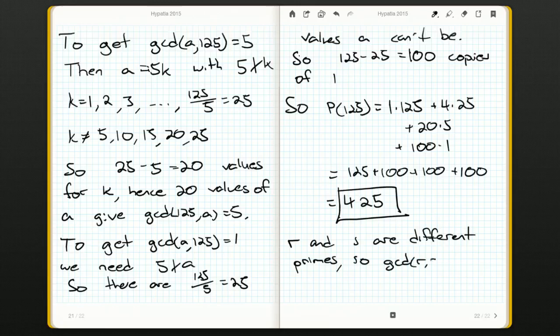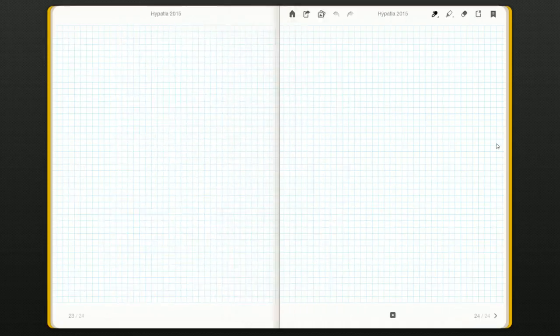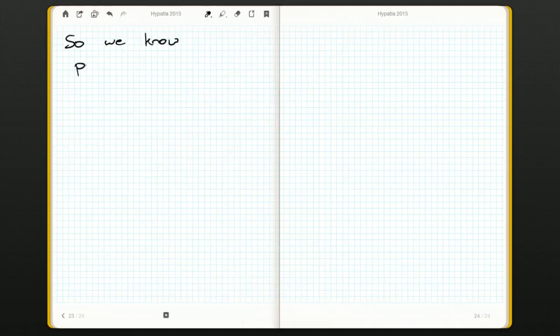So GCD of r and s is 1. And that means that the GCD of r squared and s is 1. Okay. So P of r squared s is going to be P of r squared times P of s. We were told we can use this factor.